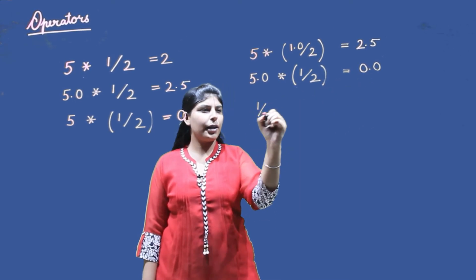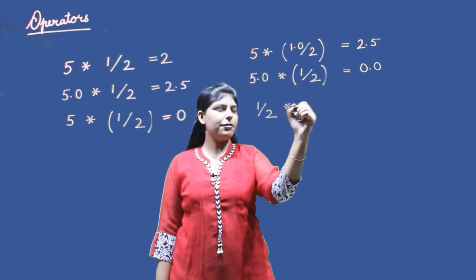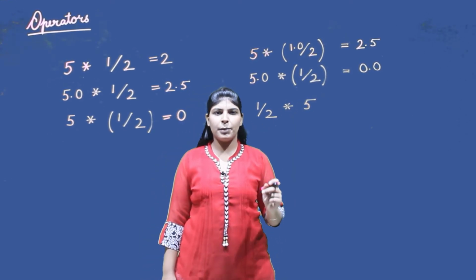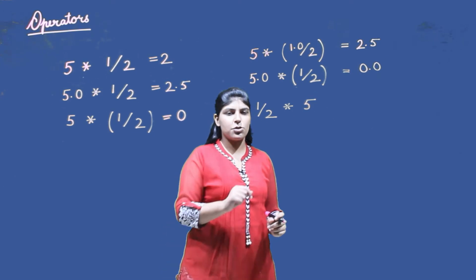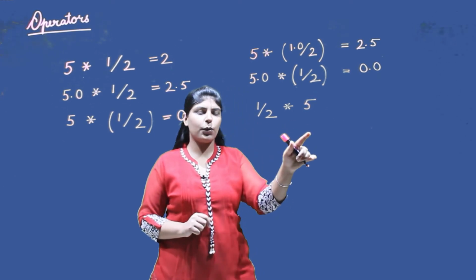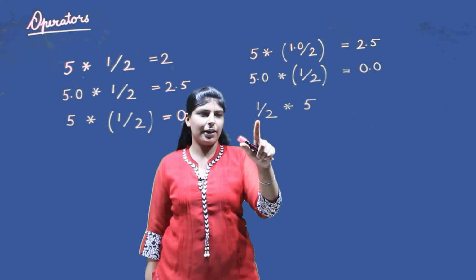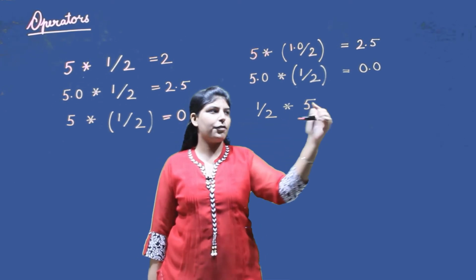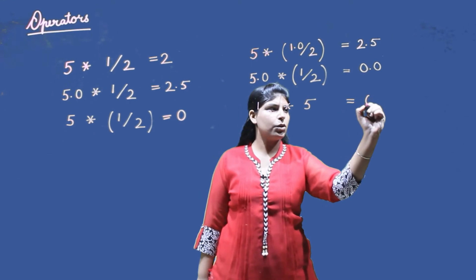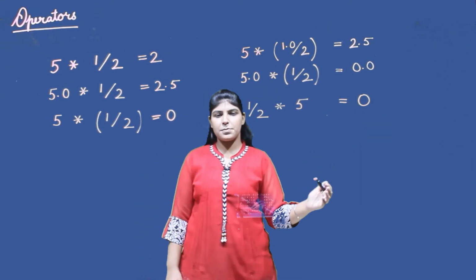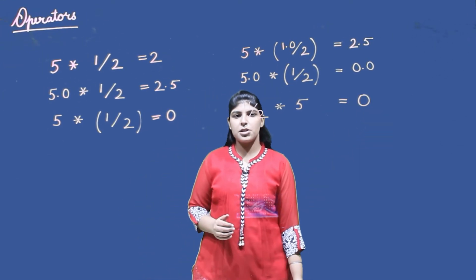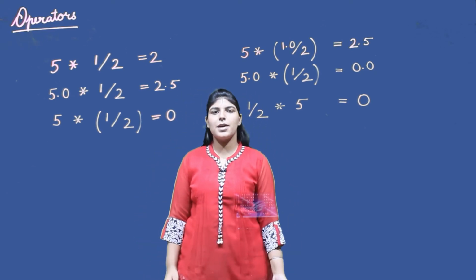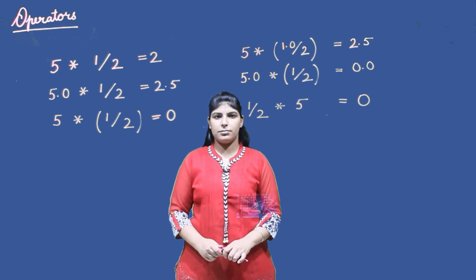If I have 1 by 2 multiplied by 5, now the precedence of divide and multiply is the same, so we'll go with associativity. Associativity is from left to right. We'll first evaluate the divide symbol. So 1 divided by 2 will give me 0. 0 into 5 will also be 0. So you can see, by changing the ordering of the expressions or the data types of the variables used, we can get different output. Now we will see some MCQs based on these concepts.